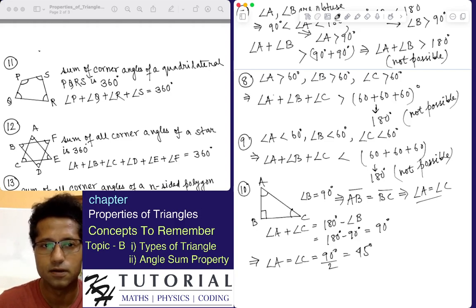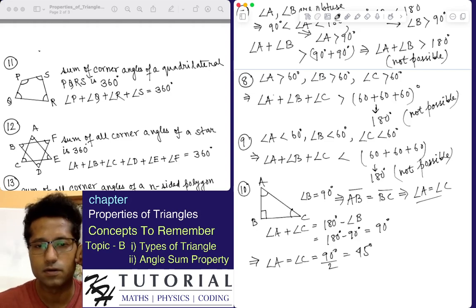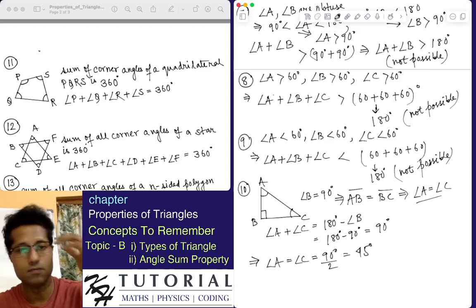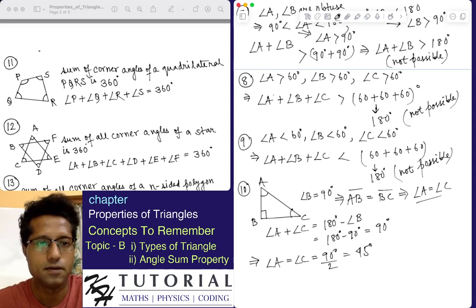As you can see in the figure, angles P, Q, R and S are the angles of the quadrilateral PQRS. It is saying that the sum of corner angles of a quadrilateral PQRS is 360 degrees. So the sum of corner angles of any quadrilateral is always equal to 360 degrees.